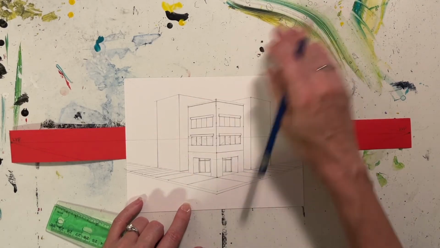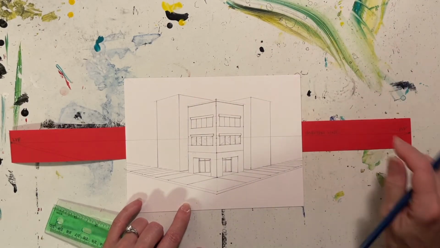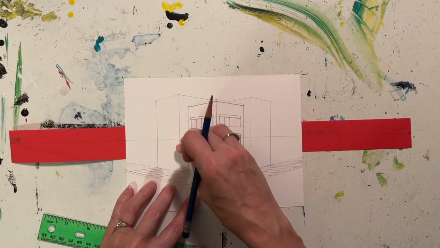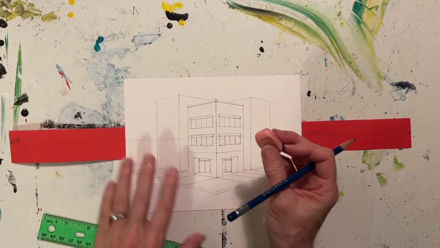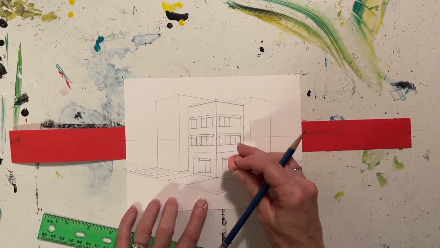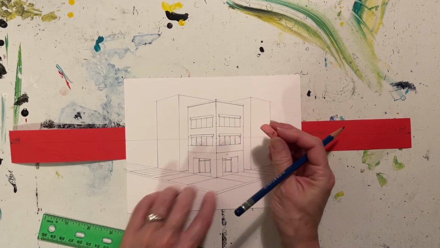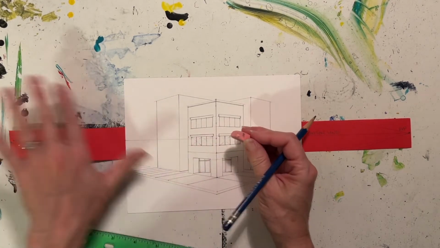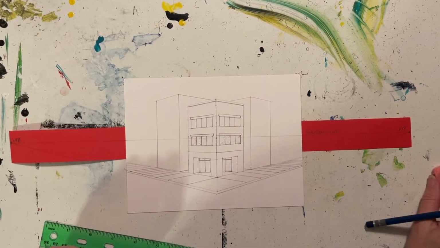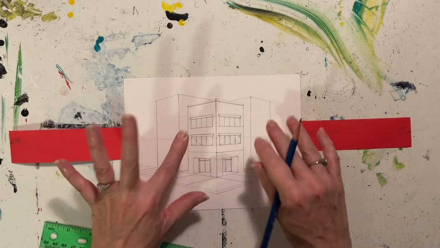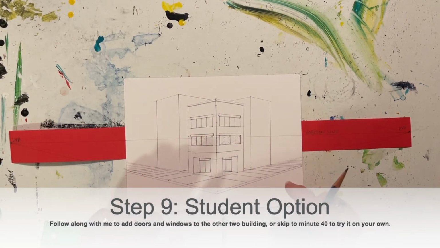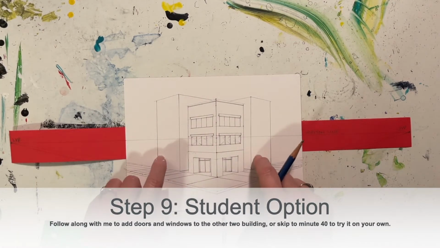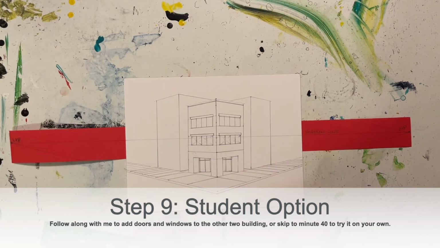And you can follow along if you are feeling extra brave and you want to try your own hand at putting in doors and windows in these two buildings, then feel free at this point and add some doors and windows to the right and left buildings. And if you want to just follow along, I'm going to continue to add doors and windows here as well.